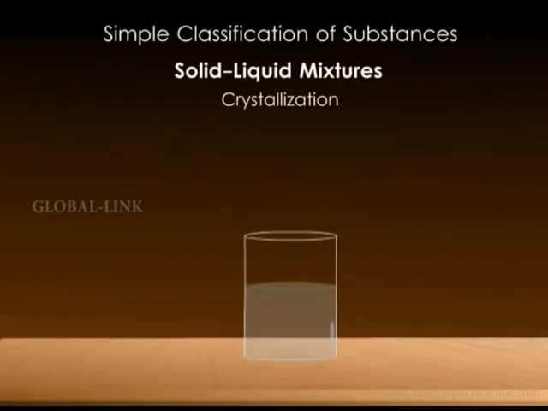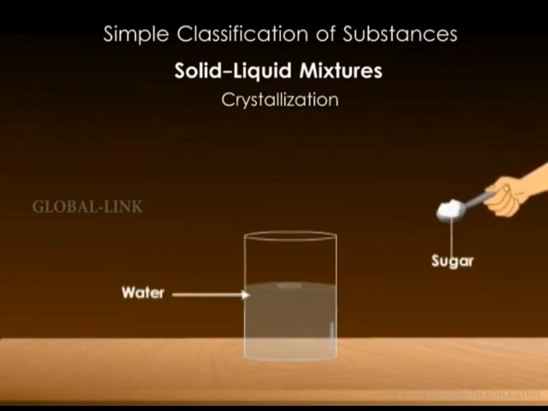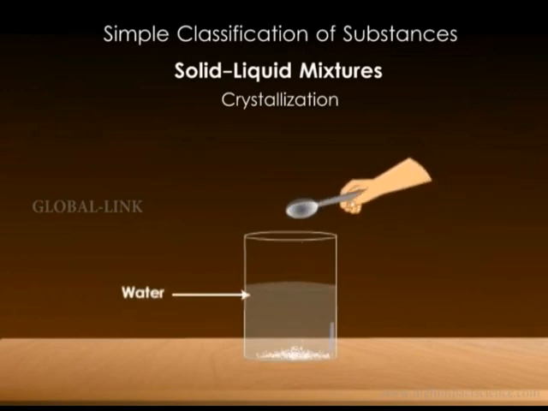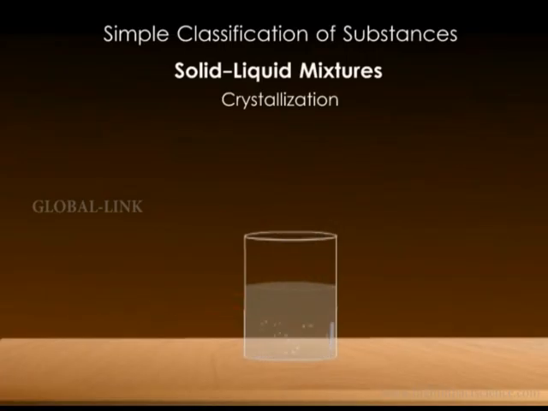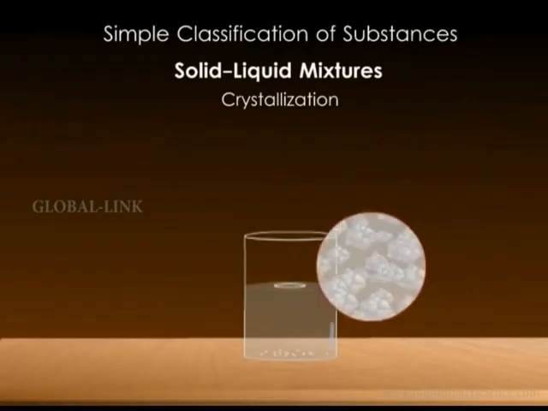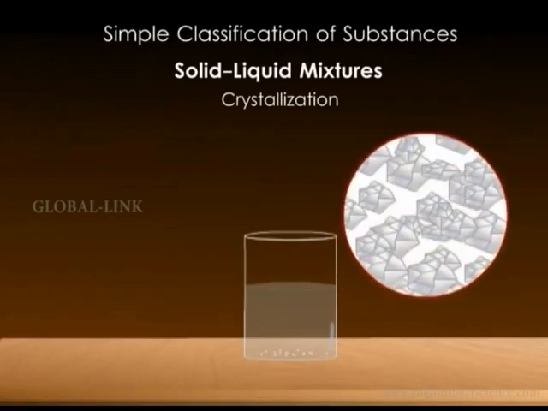For instance, sugar is added to hot water to form a syrup. The syrup is then allowed to cool. Fine particles of sugar separate from the syrup. These fine particles are called crystals, which have definite geometric shapes and are formed by natural processes.